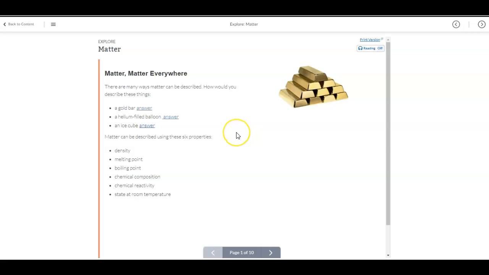So matter can be described using these 6 properties: density, melting point, boiling point, chemical composition, chemical reactivity, and state at room temperature. So these 6 physical properties you need to put in your notes. Make sure you have that. You will look at this and use these properties throughout the unit.